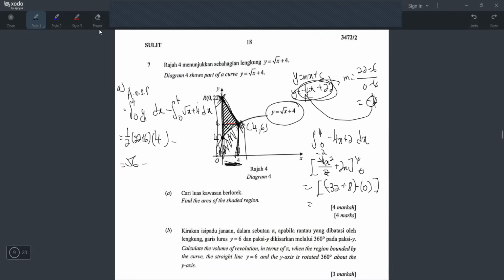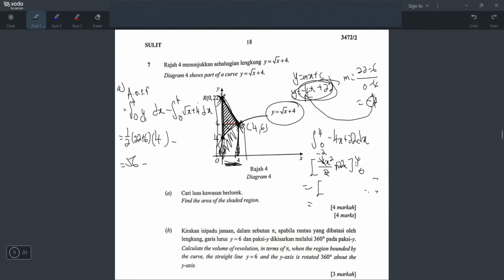Okay, this one is 22. Okay, patut lah, this one is 22, right? So if this is 22, means what is this? It means this one should be integrate -4x. It will be -4x squared over 2. This one will be 22x, right?